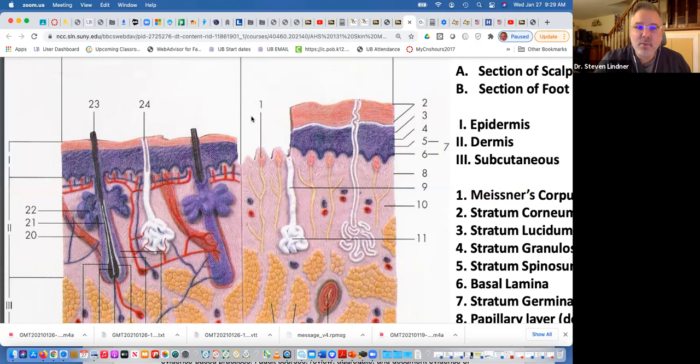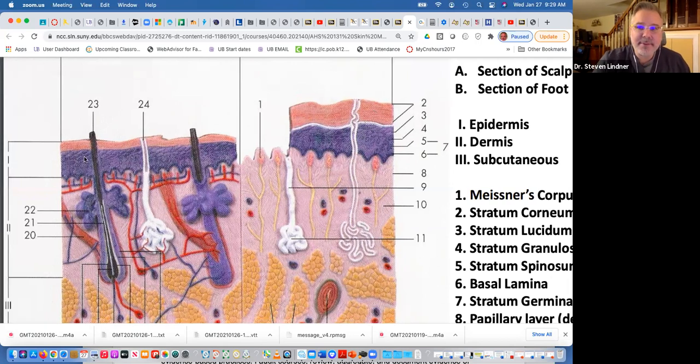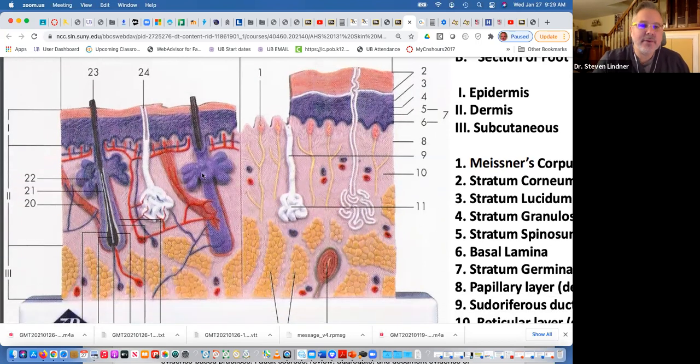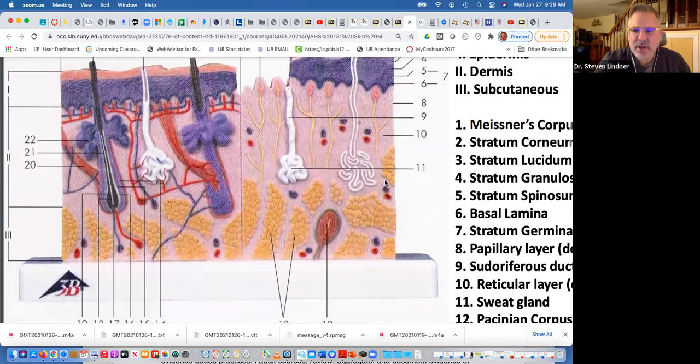They make up layer one, which is the epidermis. Layer two is the dermis, and layer two has two regions. It has a papillary region up on top, and it has a reticular region down below.